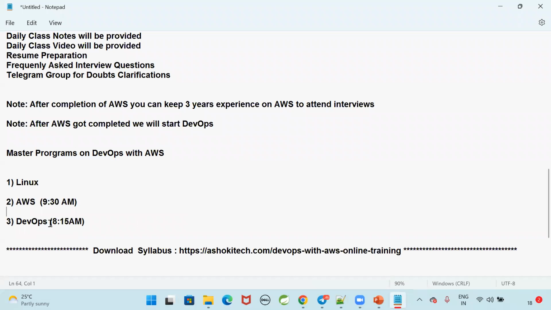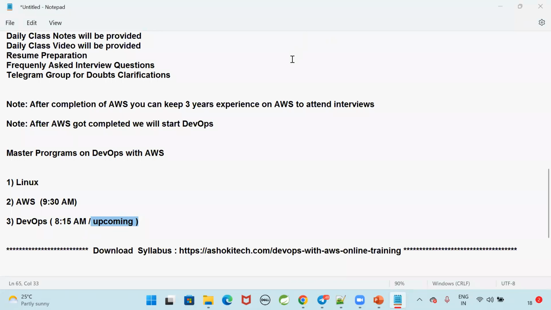It is not mandatory to attend 8:15, guys. We are giving the flexibility. If anybody wants to complete the course quickly, I suggest you attend DevOps and AWS parallelly. If it is not possible to attend DevOps in the morning batch, you can do DevOps in the upcoming batches, after AWS, when DevOps will come. It is not mandatory to attend the 8:15 batch. If you want, we will allow you. If you don't want to attend DevOps now, you can attend in future classes.